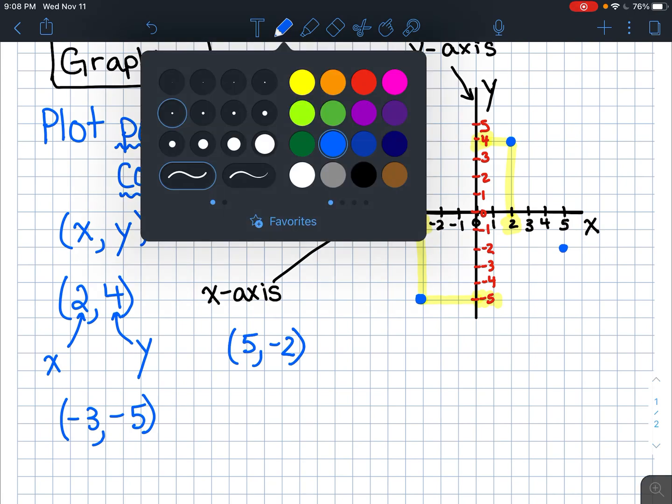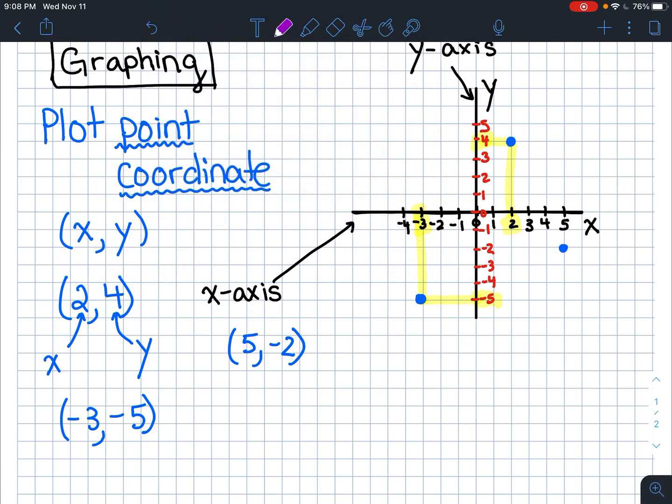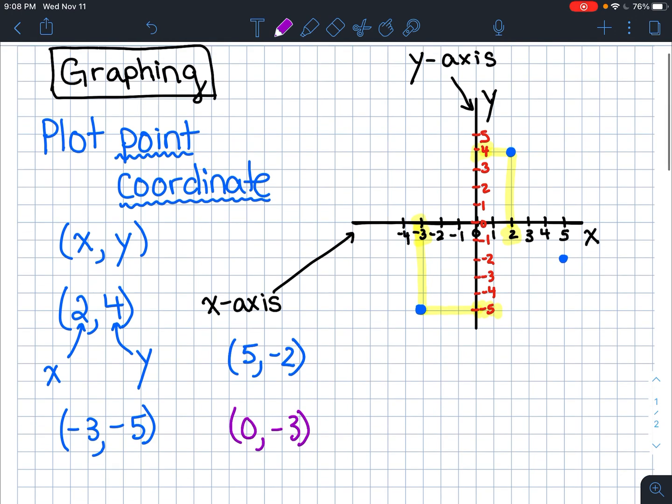Now this is the one we had trouble with in class. What if we wanted to plot the point 0, -3? Okay, so 0 on the x-axis is actually right in the middle of the graph. And so we find 0, so that's right there. But then we also have to go down 3 on the y-axis. 1, 2, 3. So that point would be right here. Okay, so that's how we plot points.